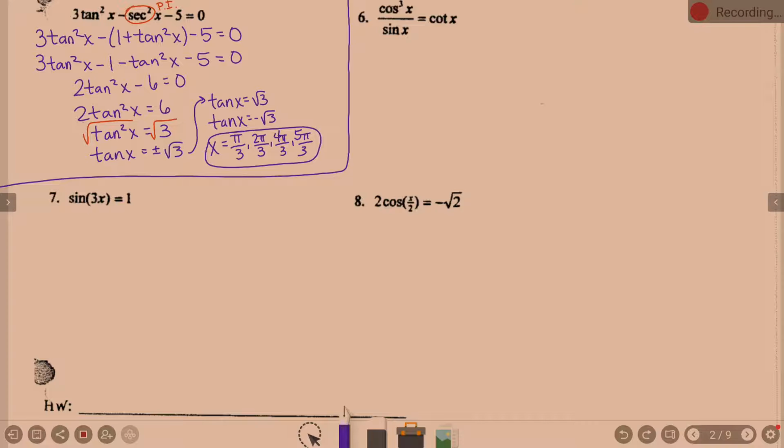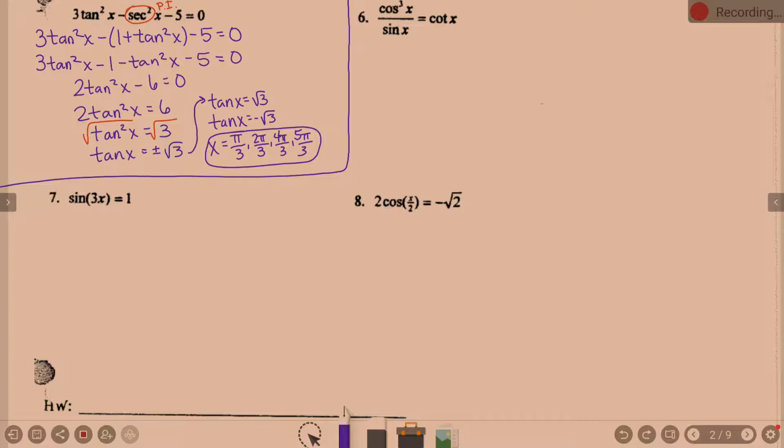Now, our most recent one that I have up here, notice, if you look at the two above, which I don't have in here right now, they are either all sines or all cosines, so we could factor. This one was tangent and secant. We used the Pythagorean identity to make it all tangent, and then we were able to solve.